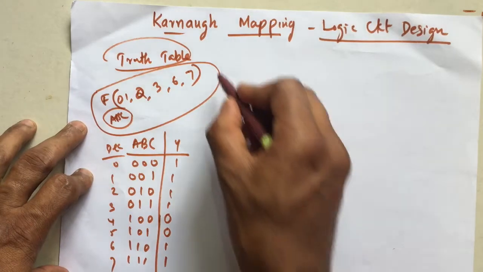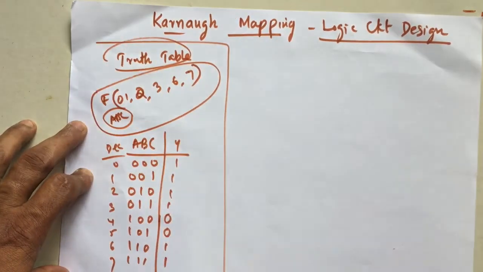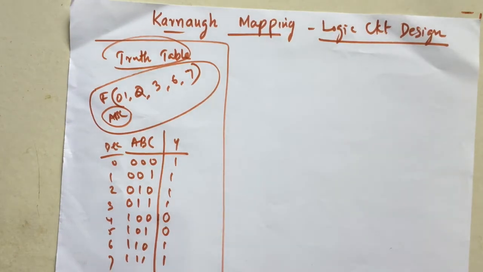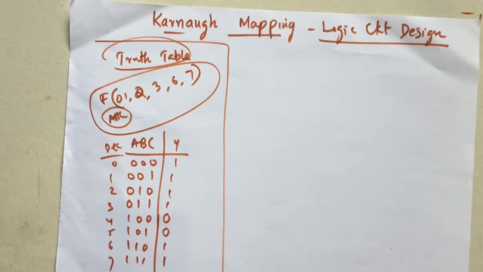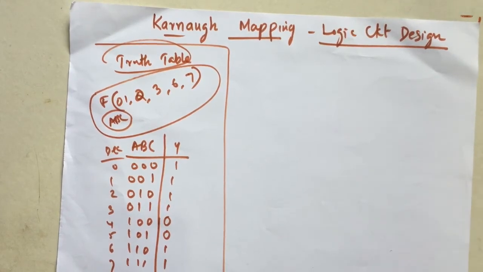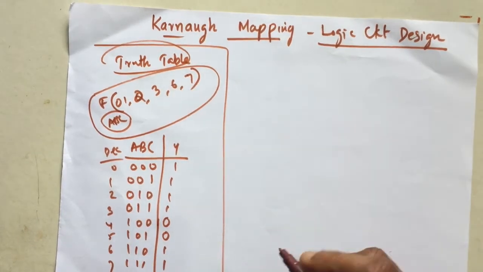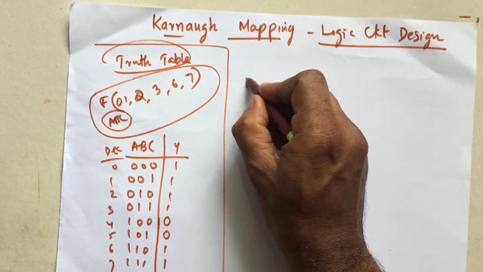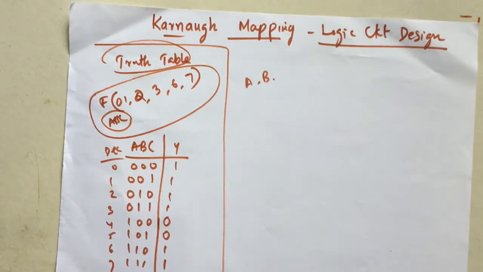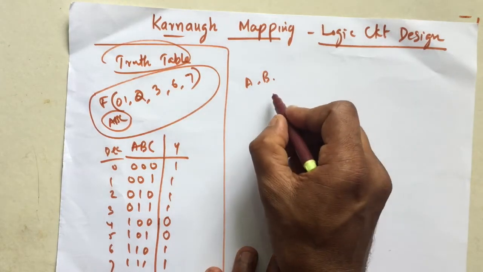Anyway, the input is based upon a truth table. Now we have to find the circuit or the logic expression for this truth table or for these input variables. For that, the method we are going to use is Karnaugh mapping. Suppose there are only two inputs, A and B, that means this is a two variable mapping.